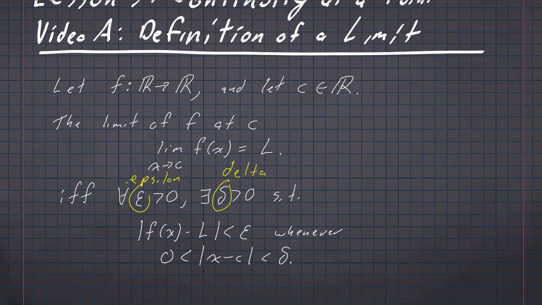Then we have the Greek letter delta, again, just another variable. So for every epsilon greater than 0, there exists a delta greater than 0, or we can find a delta greater than 0, ST, again, abbreviation for such that, then the absolute value of f of x minus L is less than epsilon whenever 0 is less than the absolute value of x minus c is less than delta.